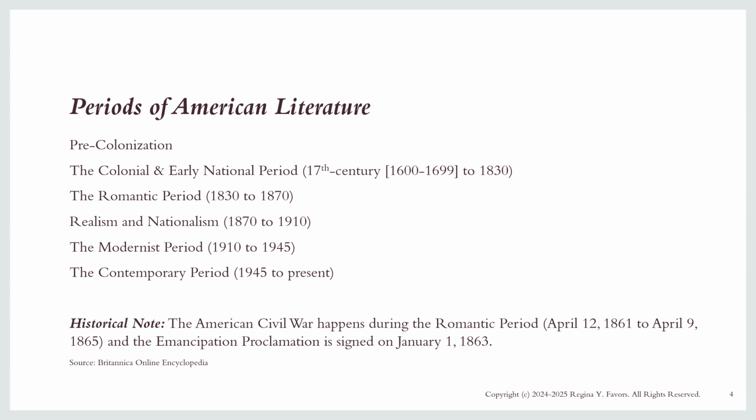So let's look at the periods of American literature just in outline form. So there's the pre-colonization. We have the colonial and early national period. This is between the 17th century and early 19th century. 17th century means 1600 to 1699. Then we have the Romantic period, which is 1830 to 1870. Realism and Naturalism, 1870 to 1910. The Modernist period, 1910 to 1945. And then, of course, the Contemporary period, 1945 to the present.